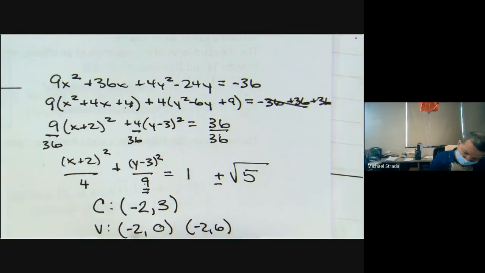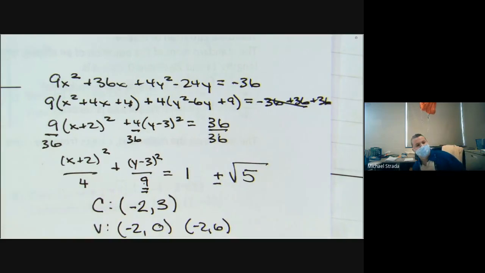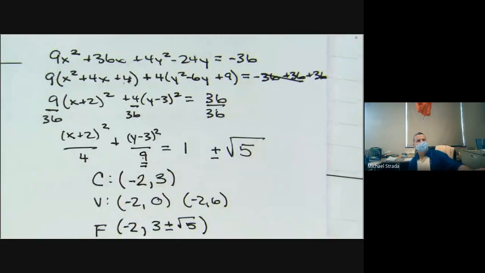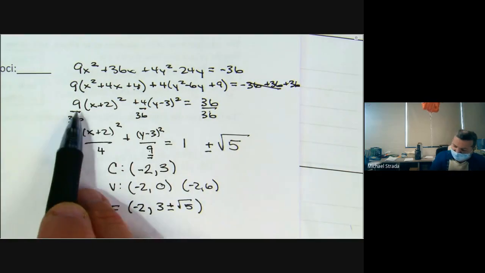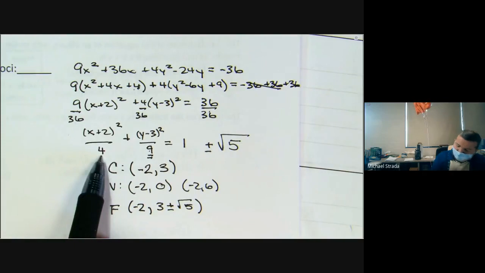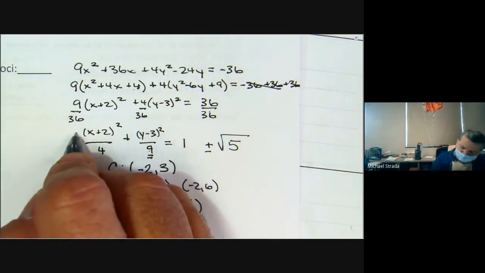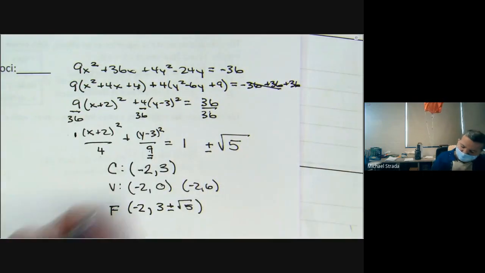All right. And then the foci would be negative 2, comma, 3 plus or minus square root of 5. Good? Yes, ma'am. I reduced the fraction, so 9 over 36 is 1/4. So really this is 1/4. And then I just moved the 4 to the bottom.